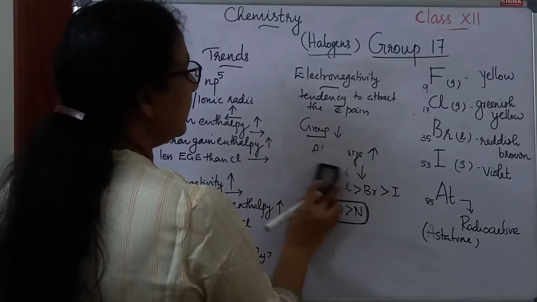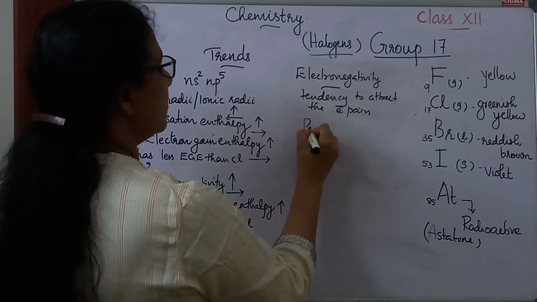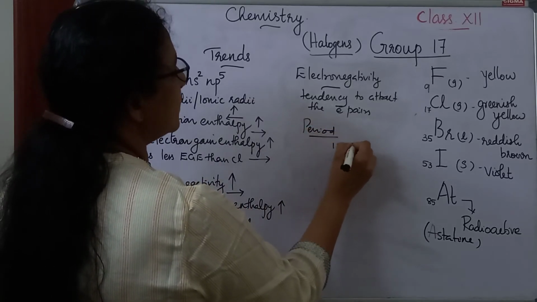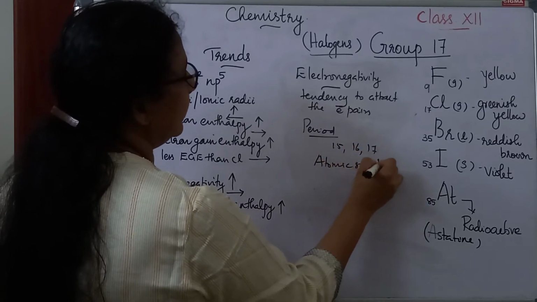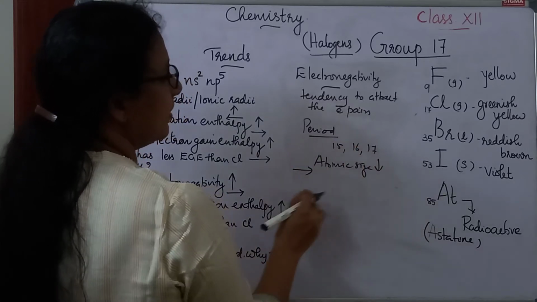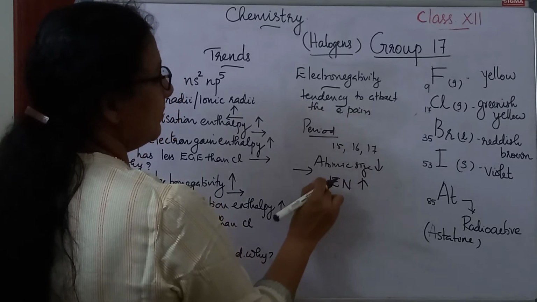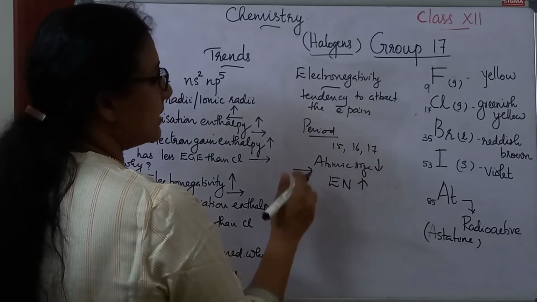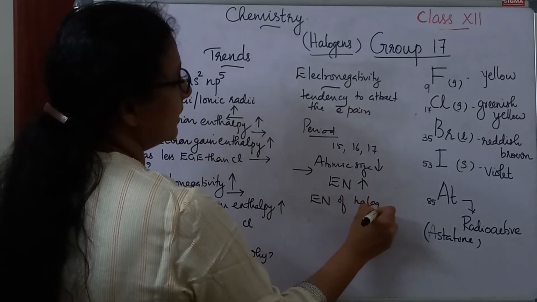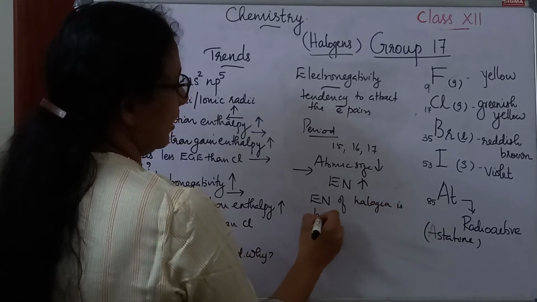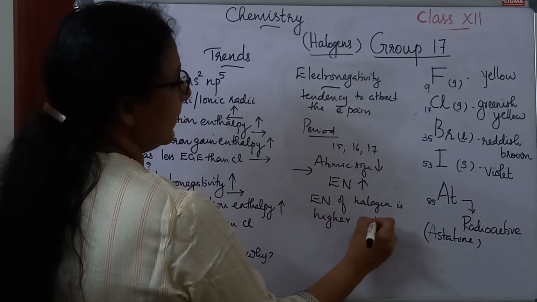But when we are considering the period, if you are considering groups 15, 16 and 17, we know that atomic size decreases in a period. And we know that electronegativity increases in a period, and we know that the electronegativity of halogens is higher in the respective periods.